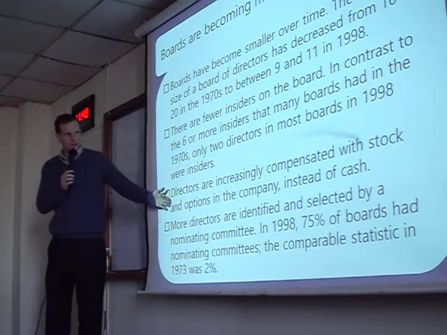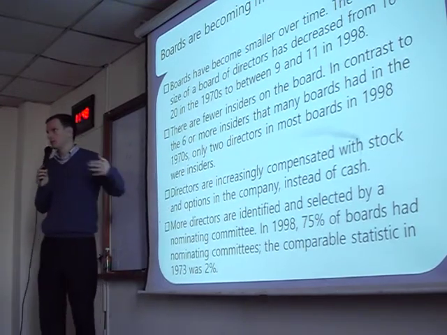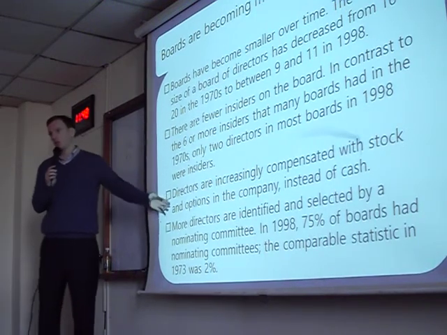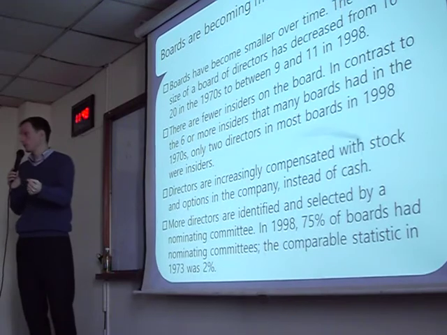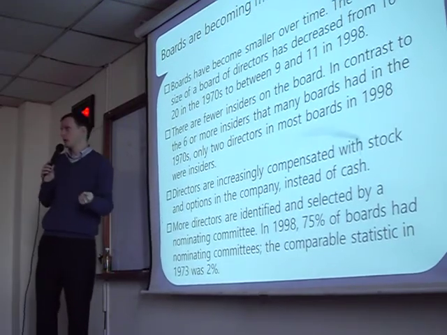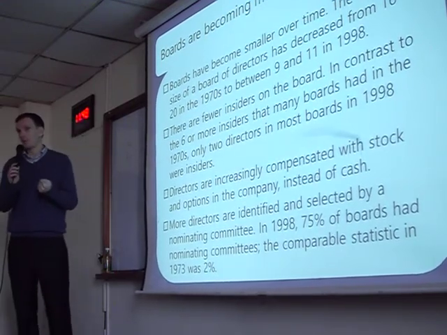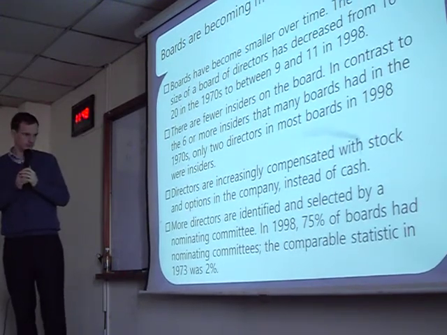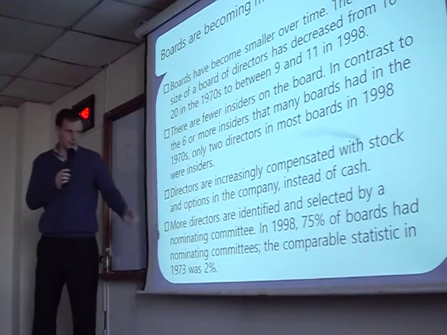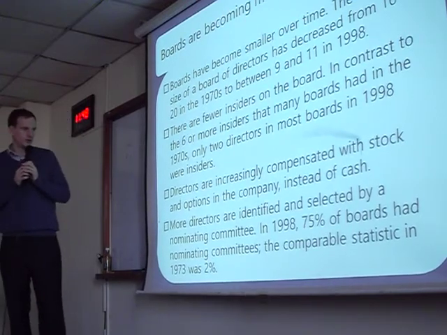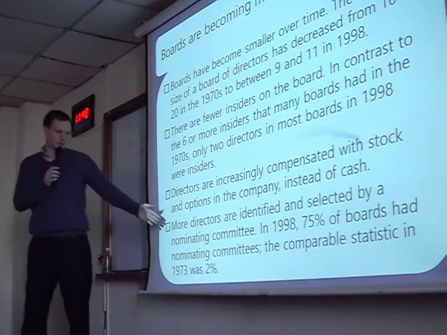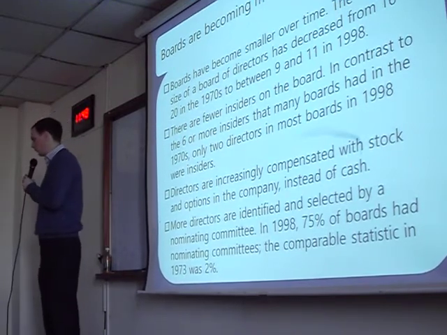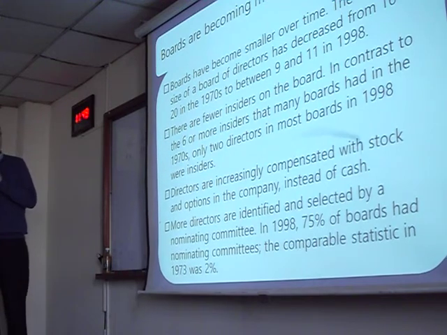Directors are getting paid with stock instead of cash. So it means that directors have more interest now in the company. So that's another way we can do, is pay our directors with stock. If the directors don't own any stock in the company, it could be a bad sign, right? Or if the directors are selling all their stock, it could be a bad sign for the company. So nowadays we're using more nominating committees instead of CEOs to decide who is on the board of directors. So it's improving.